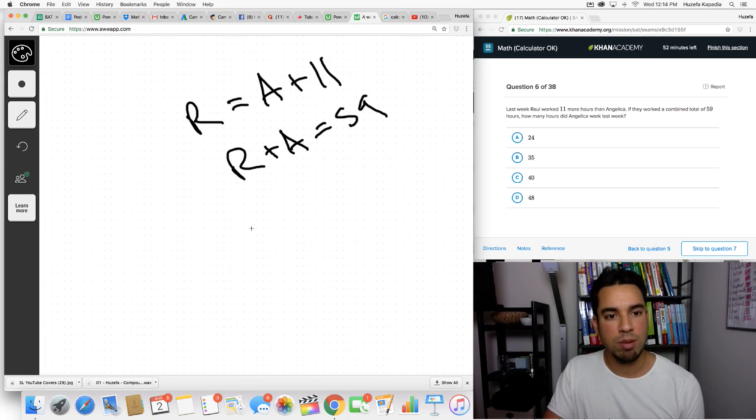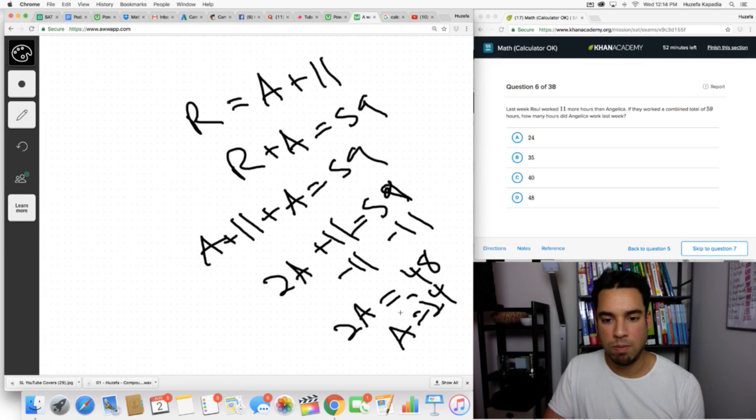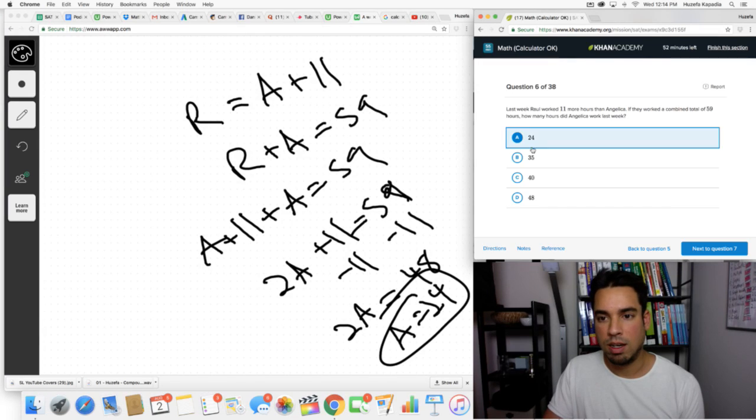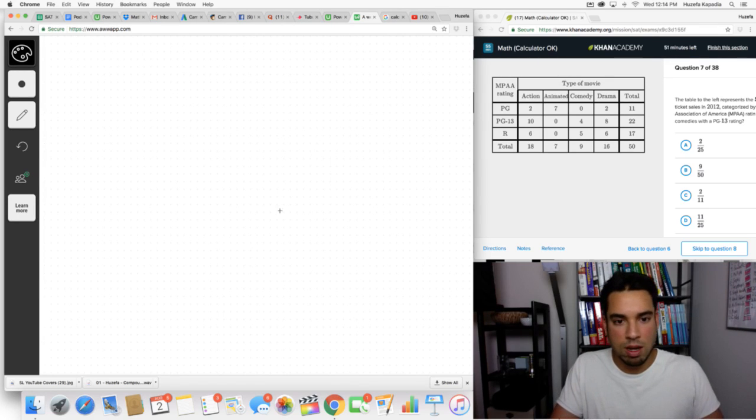I'm going to plug in A plus 11 for R, right? The little substitution. A plus 11 plus A equals 59. That's 2A plus 11 equals 59. Subtract 11 from both sides. I'm writing diagonally, I don't know why. 2A equals 48. A equals 24. Okay, so we've got A right there, and we know that is sound. We could check that again if we had more time, but I'm not going to worry about it now. Let me try and write straight this time.